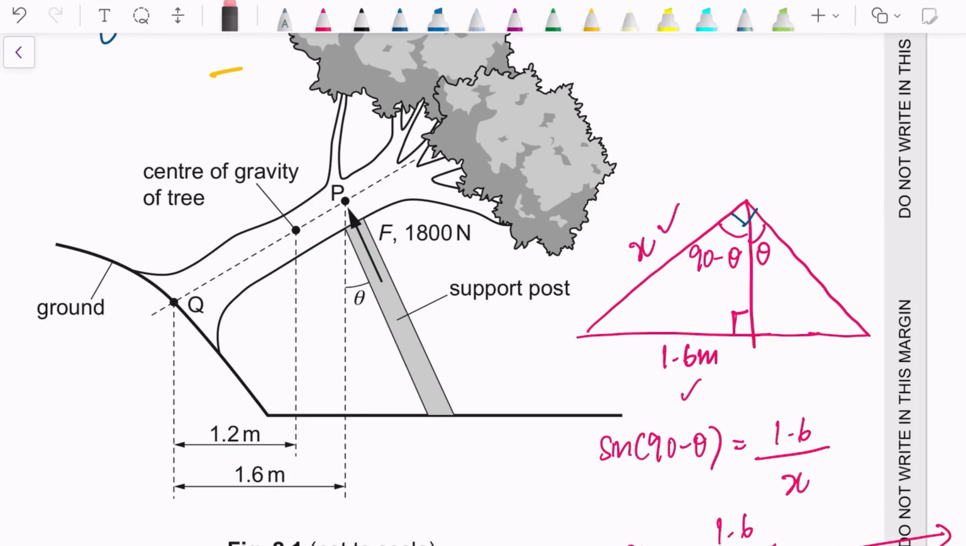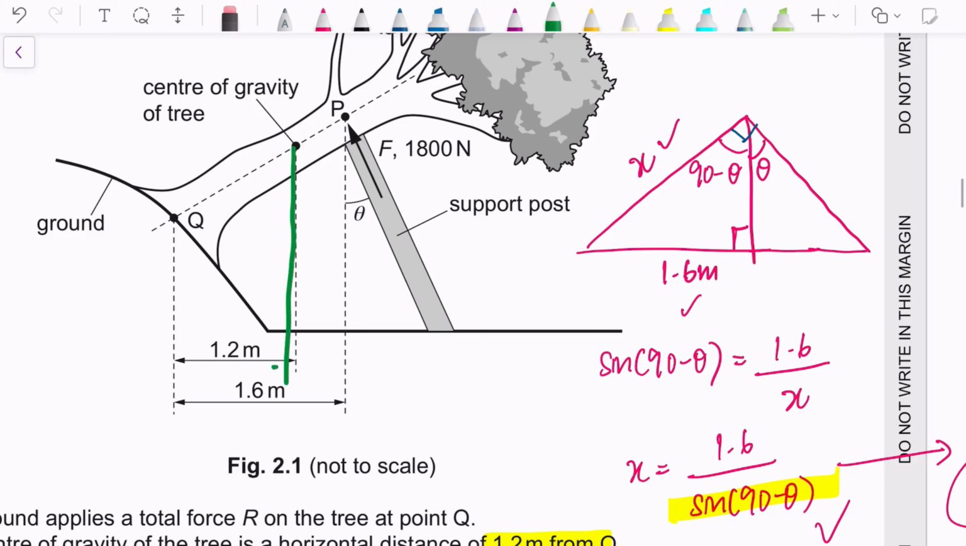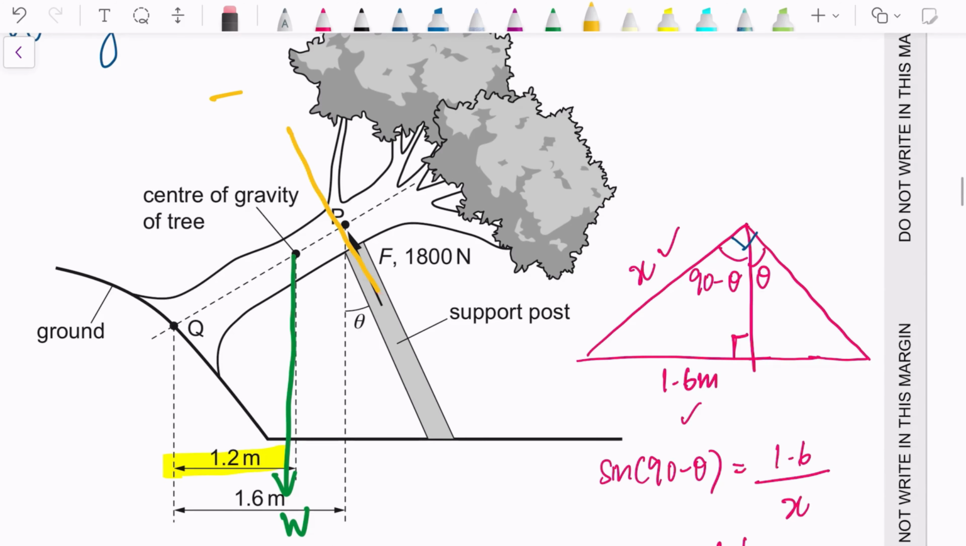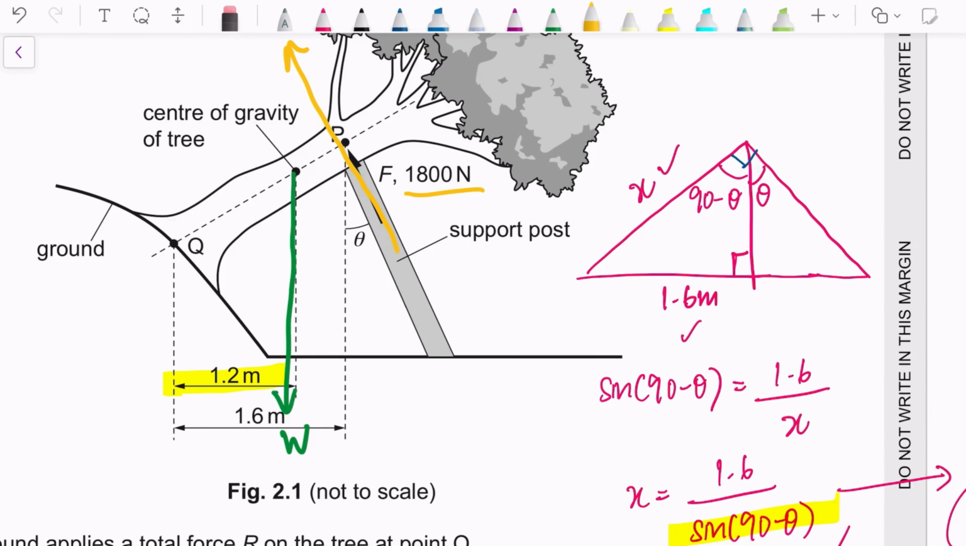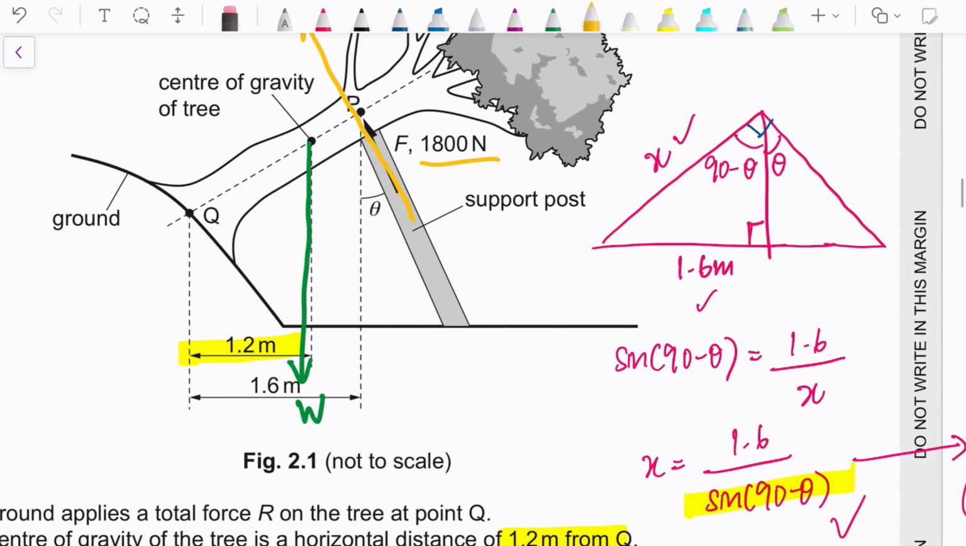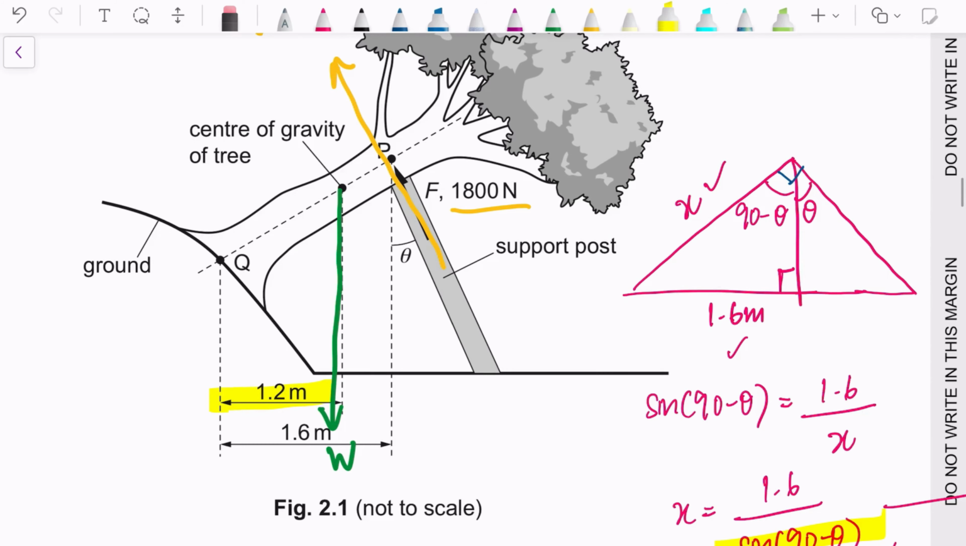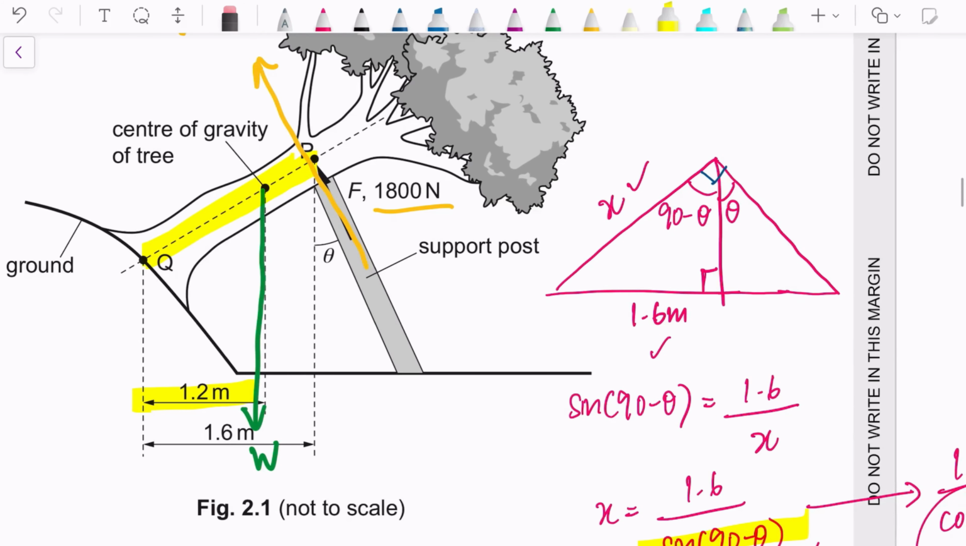Now, we saw the weight just now. The weight remains the same, and you have your perpendicular distance 1.2. So the weight is not an issue. Now, the issue is this particular force of 1800 Newton. Remember I said the force has to be multiplied by the perpendicular distance, right? So now what would be your distance? Just now we took this particular distance. We made a triangle, used Pythagoras theorem, and took this distance.